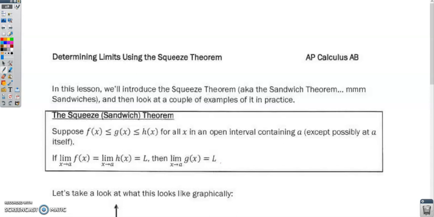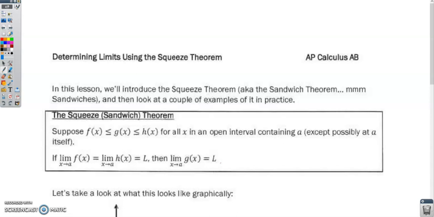So we're going to start right off the bat by introducing what's known as the Squeeze Theorem. And for older people like me, I know this used to be referred to a lot as the sandwich theorem when I was younger. So you might see it referred to as the sandwich theorem some places, but we're going to call it the Squeeze Theorem, and the College Board refers to it as the Squeeze Theorem as well. All right, so you see it boxed in here.